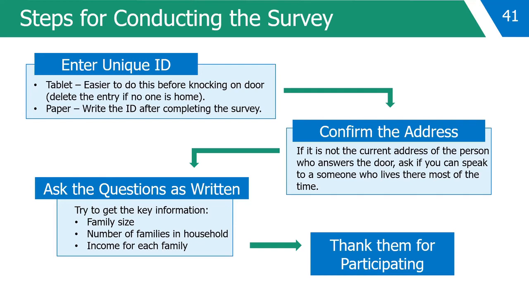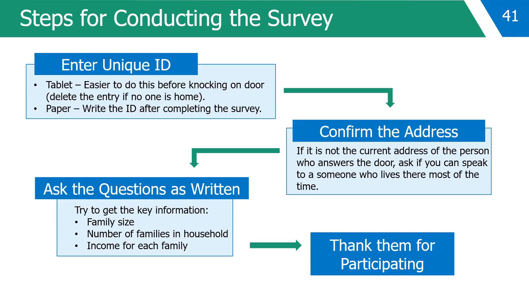If you're doing a survey using a paper instrument, then you can always write the code on after you've completed the interview. The first thing after you've found somebody who's eligible, you do want to make sure that this is the correct address and that they are living there most of the time. That is in the survey instruments.